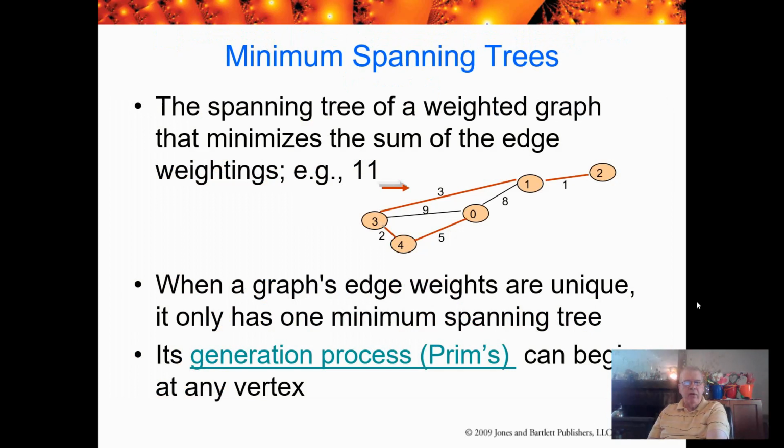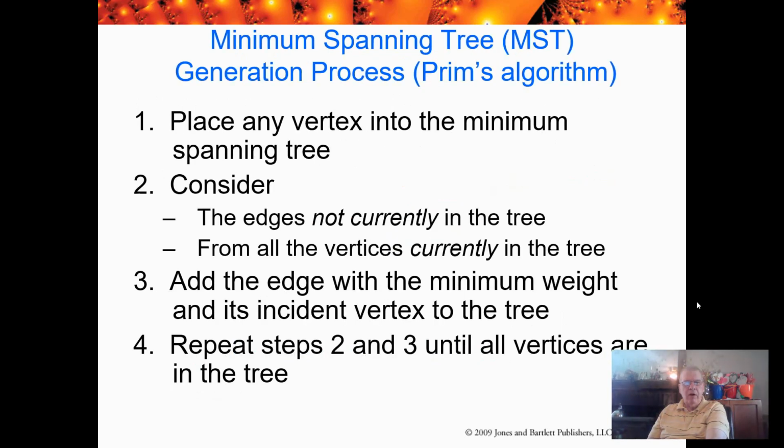So let's say we have this weighted graph of our favorite graph. We can begin Prim's at any vertex, so we're going to probably start at 0. And here's the process. You place any vertex into the minimum spanning tree, otherwise known as the MST, and consider all the edges not currently in the tree from all the vertices that are currently in the tree, and add the edge with the minimum weight that's incident to the vertex in the tree, and then repeat steps 2 and 3.